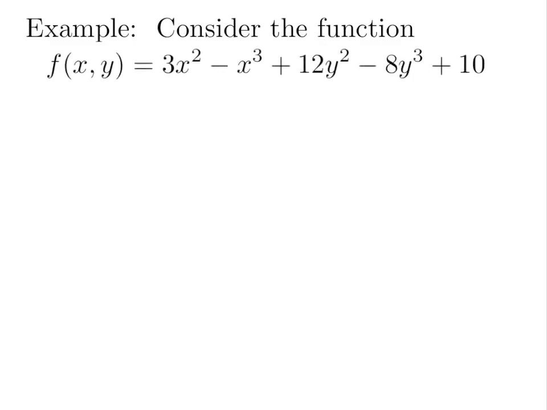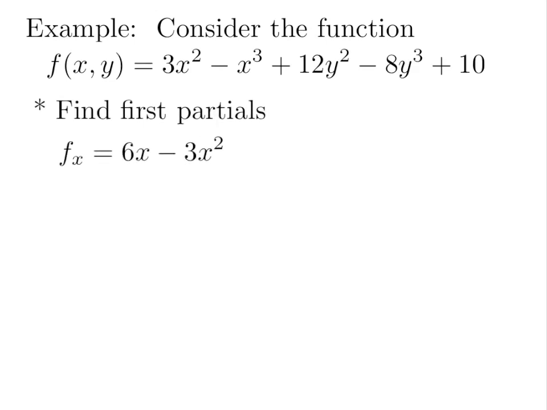Consider the function f of x,y equal to 3x squared minus x cubed plus 12y squared minus 8y cubed plus 10. As I mentioned, in order to find extreme points or saddle points, the first thing you need to do is to find critical points. In order to find critical points, you have to find the first partials. So fx equal to 6x minus 3x squared. This is the partial derivative of f with respect to x, so you treat y as the constant. That's why you have fx equal to 6x minus 3x squared.